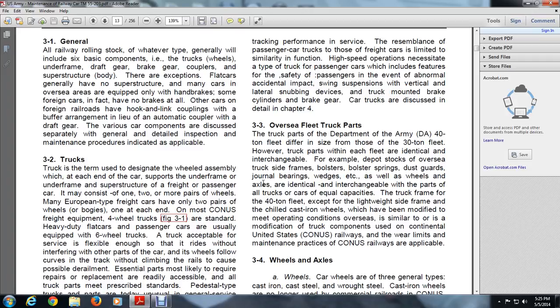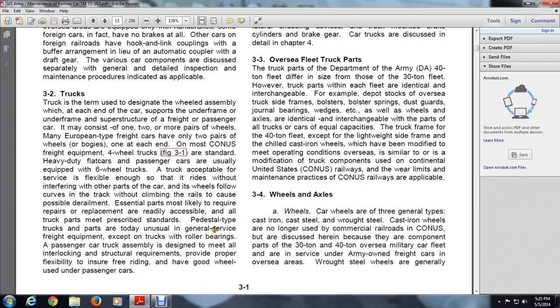Passenger cars are usually equipped with six-wheel trucks. A truck is flexible so that it rides without interfering with other parts of the car, and the wheels follow the curves without climbing the rails and causing possible derailment. Essentially, parts most likely to require repair or replacement should be readily accessible.